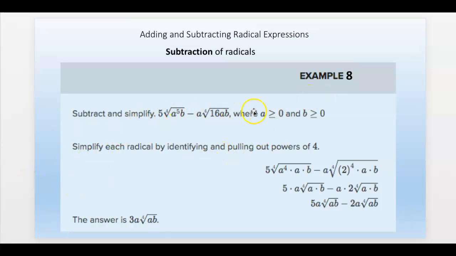All right, guys, you can also simplify. This is the fourth root of a to the fifth. So I can take four a's outside, becomes one a. And here, there are four twos right there. Two times two times two times two, that's 16. Four a's come outside, becomes one a. And four twos inside come outside, becomes one two. That leaves the fourth root of ab inside. So you can combine them together. 5 minus 2, we have three a's on the outside, and the fourth root of ab on the inside.